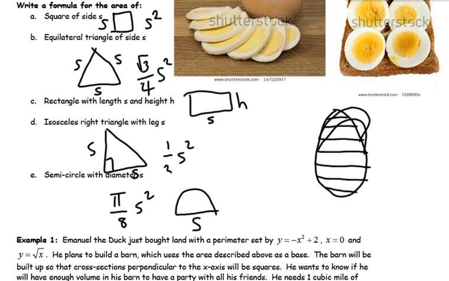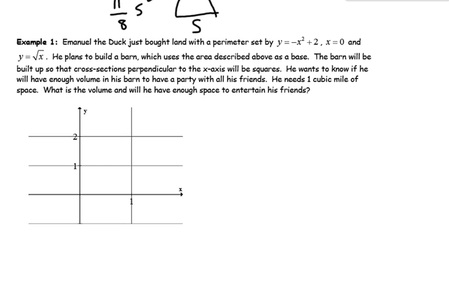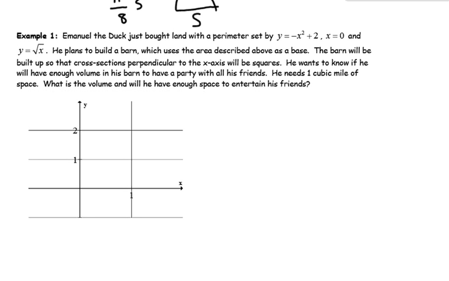All right, so let's look at an example. So we have our nice friend, Emmanuel the duck, to come back and help us learn about cross-sectional volume. So Emmanuel the duck just bought land with a perimeter set by these functions, negative x squared plus 2, x equals 0, and y equals the square root of x. I'm going to graph those really quickly.